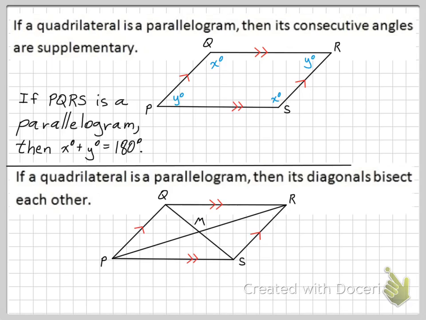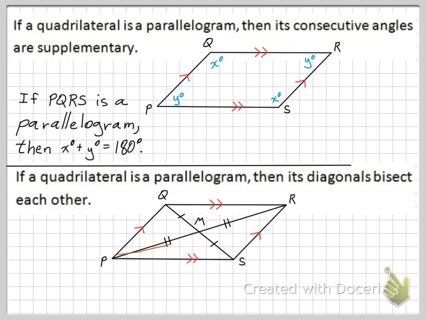And then moving right along, if a quadrilateral is a parallelogram, then its diagonals bisect each other. So this diagonal QS, for example, is bisected such that QM is equal to SM. Okay, this length equals this length. The whole entire diagonal is cut in half.